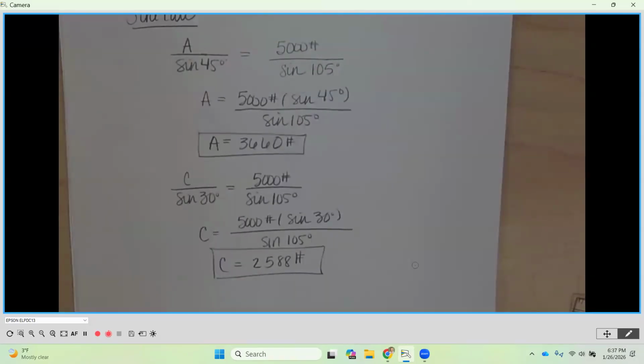Any questions on problem 2.2? All right, these are fun. We're not going to do part B, so we're going to stop there with this example.